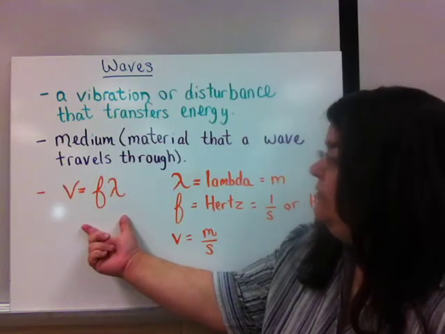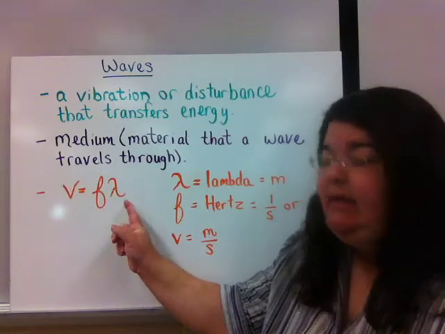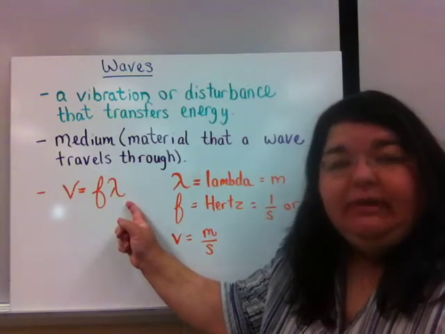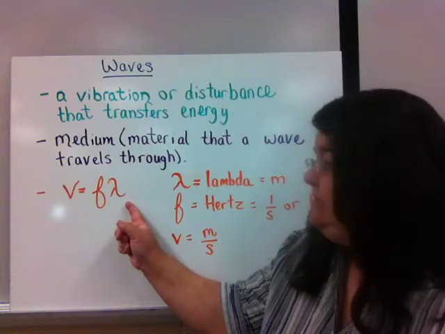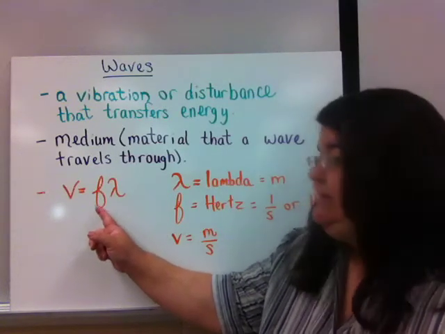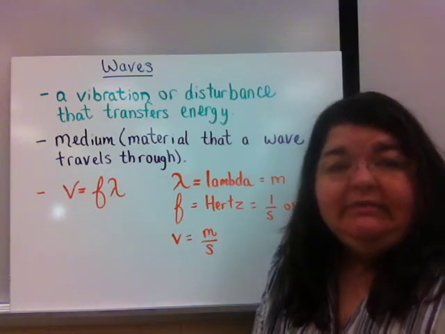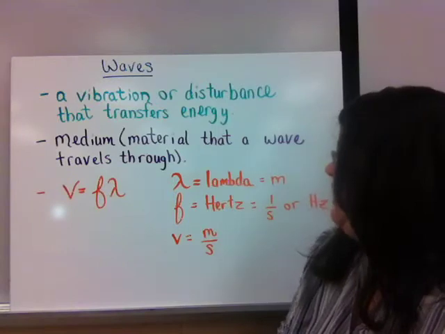The formula for a wave is velocity equals frequency times lambda. This is a letter in the Greek alphabet, and we use it to represent wavelength. So wavelength times frequency equals speed or velocity, and that's how we'll calculate the velocity of a wave.